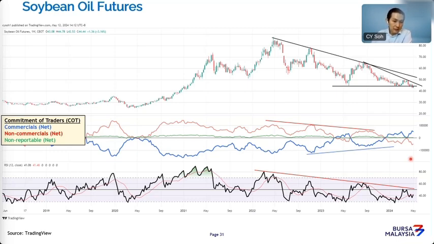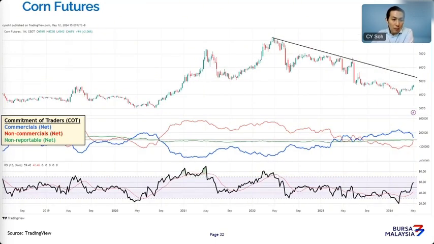Another supporting piece of evidence to confirm this as a bearish market is that the RSI is still trading below 50 for quite a significant time here. So it indicates weakness. Now, how about corn futures?